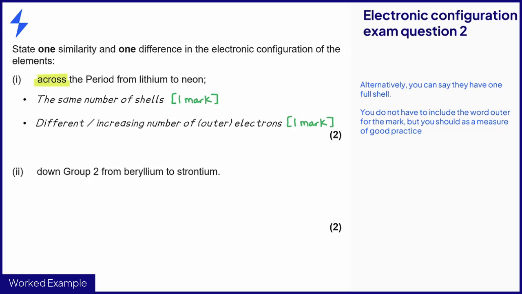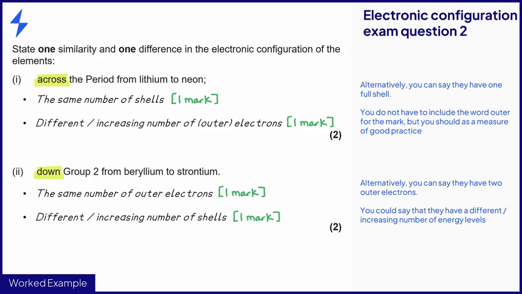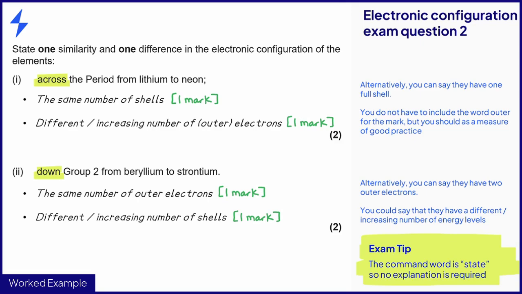Part 2 asks for one similarity and one difference down a group. A group has the same number of outer electrons. This gets the 1st mark. Since the elements from beryllium to strontium are in group 2, you could also say that they have 2 outer electrons. The number of shells increases by 1 as you move down the elements from beryllium to strontium, which means they have a different or increasing number of shells. This gets the 2nd mark. You could also use the phrase energy level to replace the word shell. For both questions, there is no need to explain your answer.